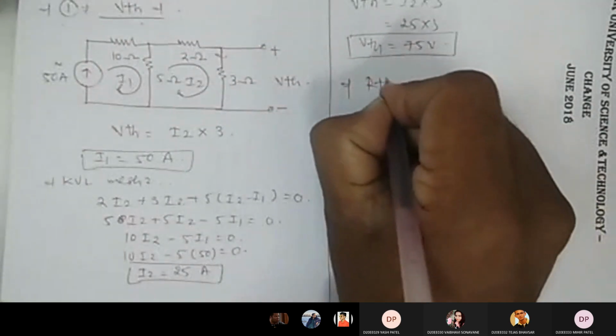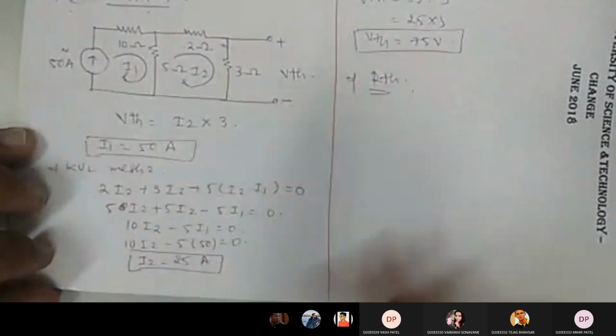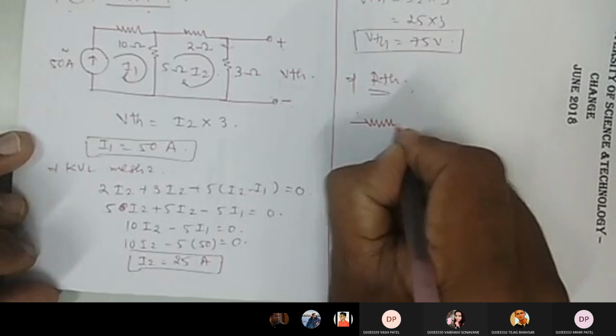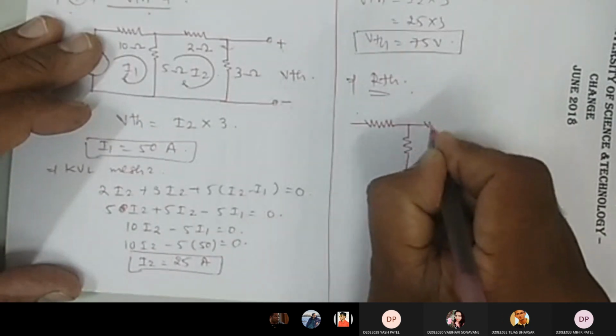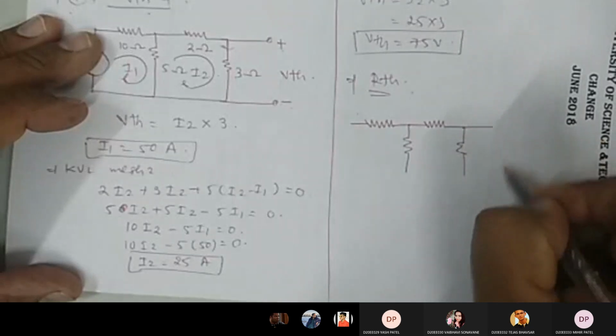Step number 2 is finding out RTH. The same procedure we have done in Thevenin's theorem. In Thevenin's theorem, as well as in Norton's theorem, while finding out RTH, what we have to do is first remove the load resistor. So we are removing the load resistor.